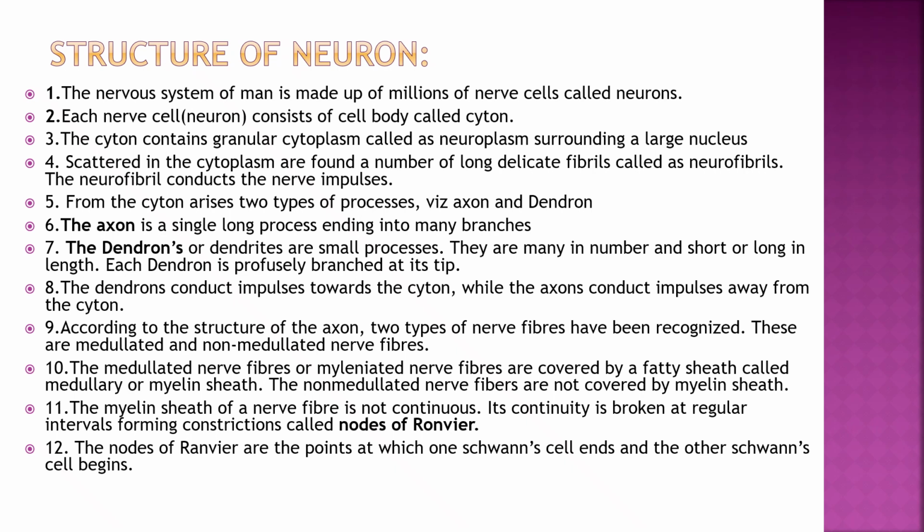According to the structure of the axon, there are two types of nerve fibers. These are medullary and non-medullary. The medullary nerve fibers are myelinated nerve fibers covered by a fatty sheath called medullary or myelin sheath. The non-medullary are not covered by myelin sheath. The myelin sheath of the nerve fiber is non-continuous. Its continuity is broken at regular intervals, forming constrictions called nodes of Ranvier. The nodes of Ranvier are the points at which one Schwann cell ends and the other Schwann cell begins.